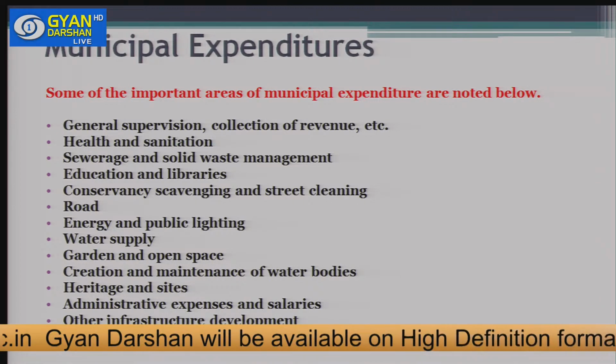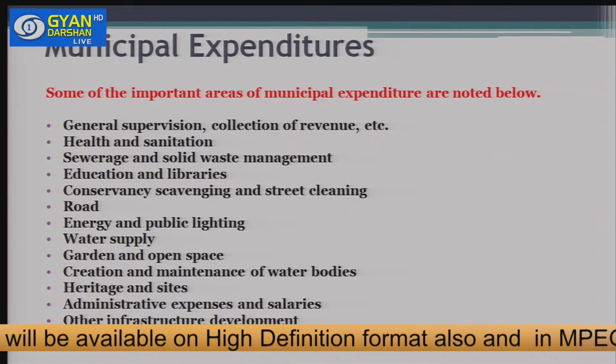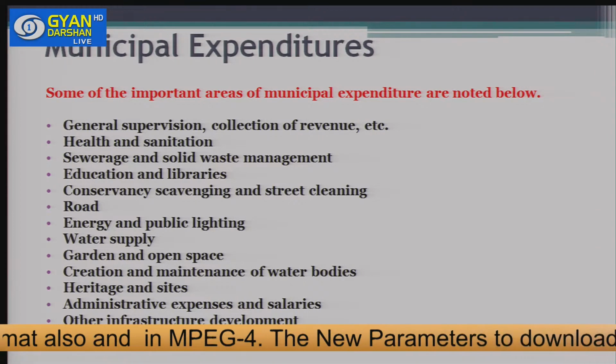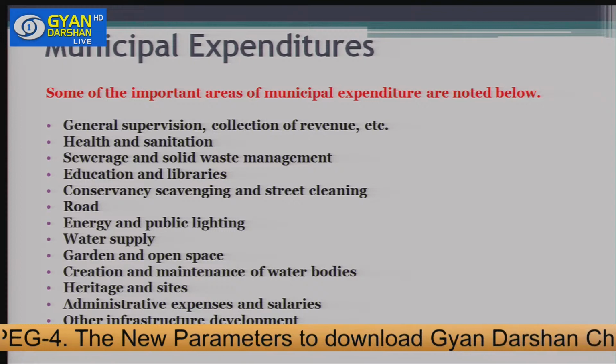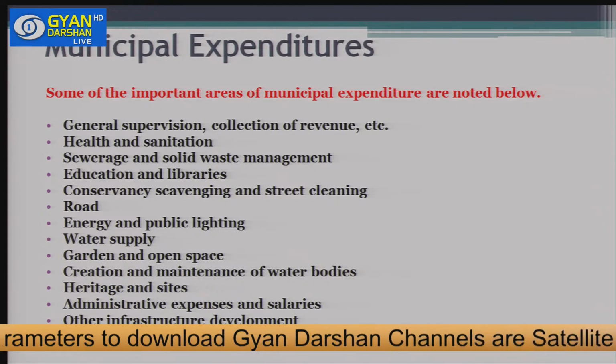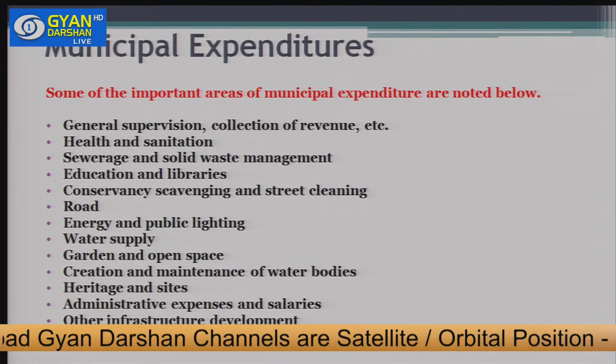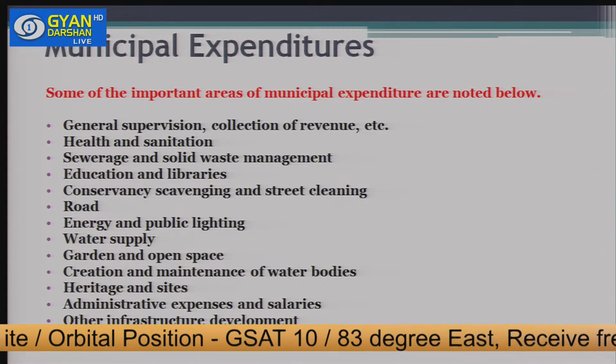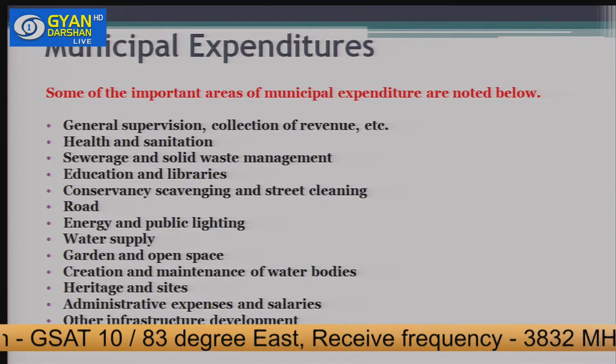And the creation of hospitals, then schools, roads, energy, water supply, gardens and open spaces, maintenance of gardens and open spaces, urban heritage sites, and other infrastructure, creation and maintenance of water bodies. So these are the various types of expenditures which the urban local bodies make. Particularly, most of their expenditure is under the head of paying salary and pension.